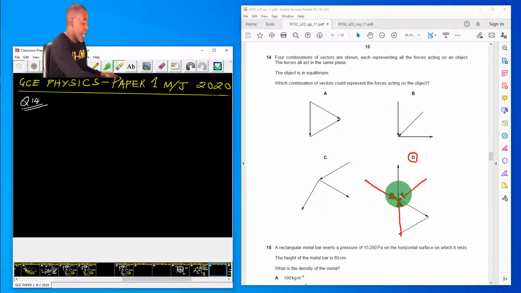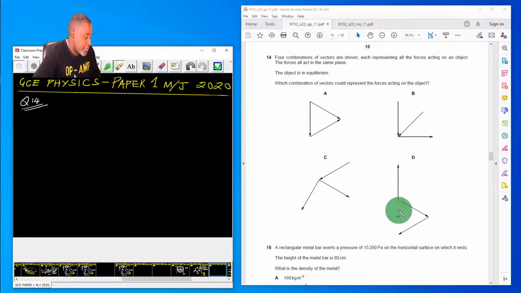Let's see how that is possible. Let's look at tail to tail. All I need to do is, this one is tail to tail, no problem. I'm going to slide this one so that it comes here.